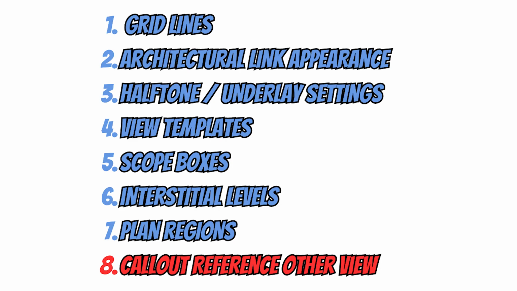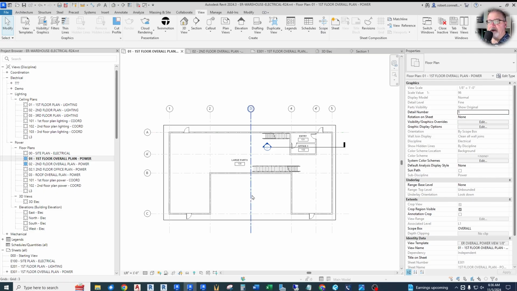Now this final tip, number 8, is a special one in that I don't see it used that often, at least in the MEP industry. What is common is to use what's called a callout to enlarge an area. So for example, this little office in here, we want to enlarge this to maybe a 1/4 inch scale so we can show a little finer detail. It won't be as cluttered. So using a callout is pretty common.